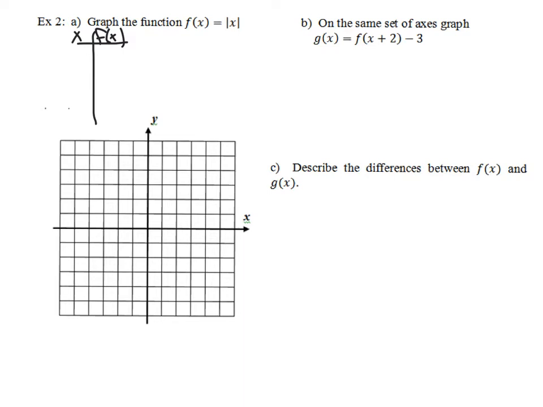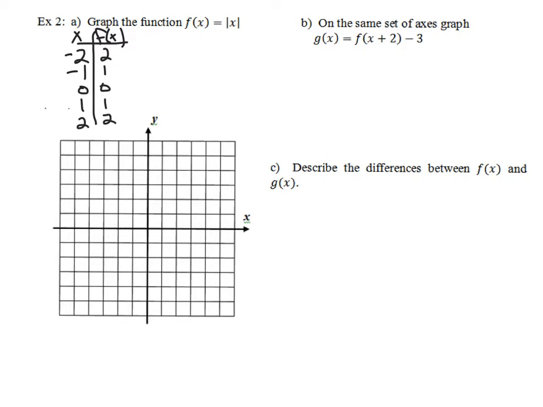So if, for example, I'm starting with negative 2, the absolute value of negative 2 is positive 2. Absolute value of negative 1 is positive 1. Absolute value of 0 is 0. Absolute value of 1 is 1. Absolute value of 2 is 2.